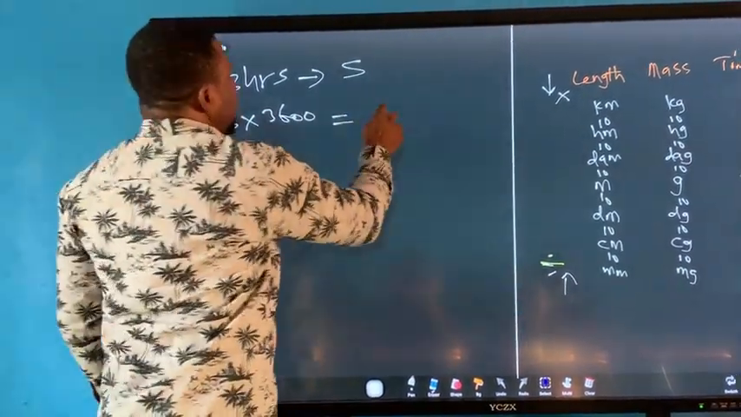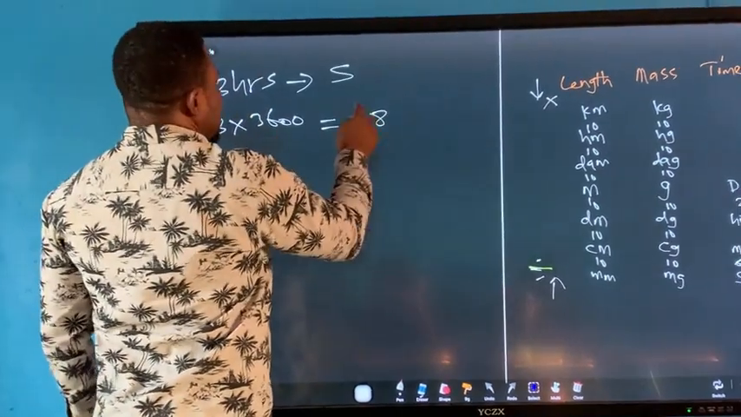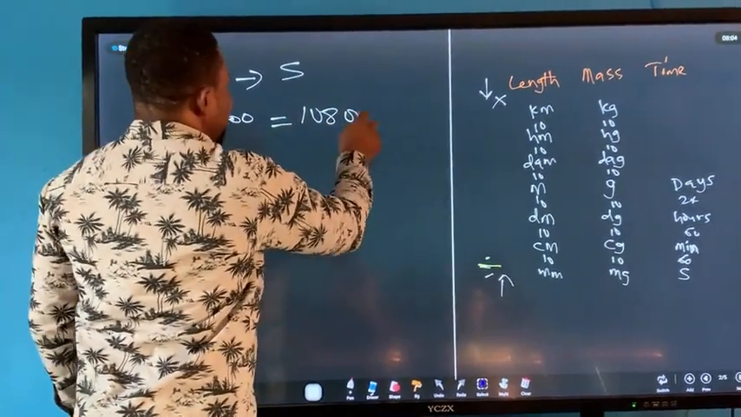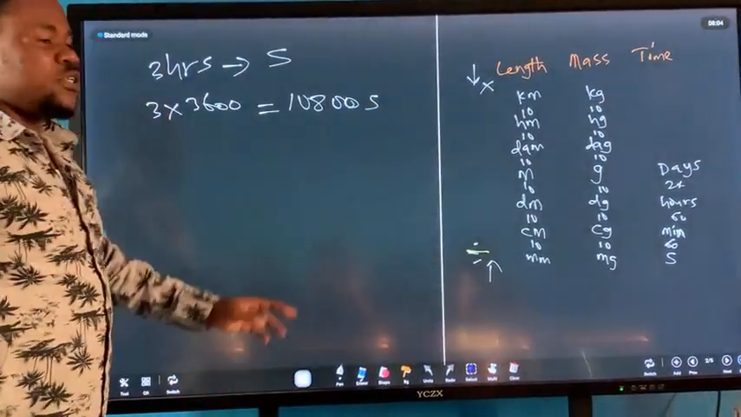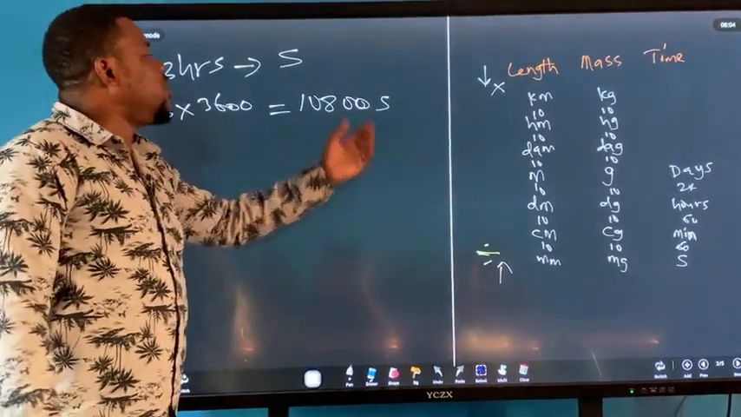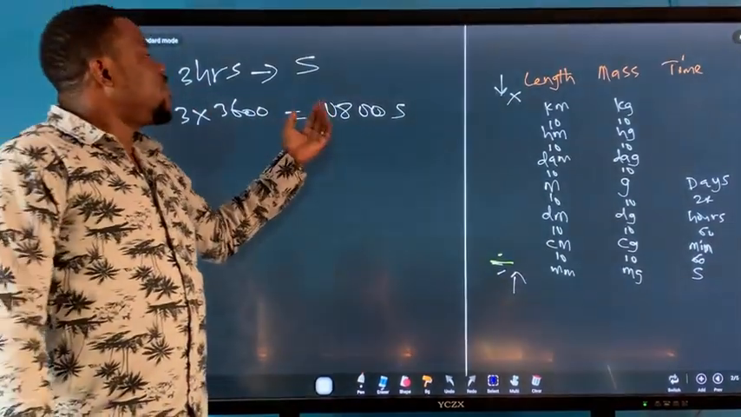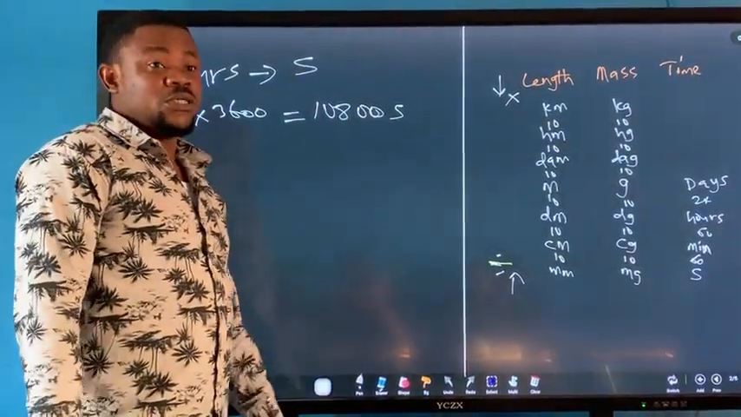3 times 3,600 will give me, please confirm that that's correct, 10,800 seconds. You get it? So 3 hours is equivalent to 10,800 seconds. Is that correct?